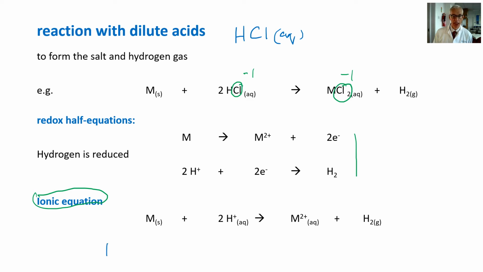Barium is the most reactive, magnesium is the least reactive. There's the trend as before. At the bottom of the group, much more reactive. At the top of the group, much less reactive.